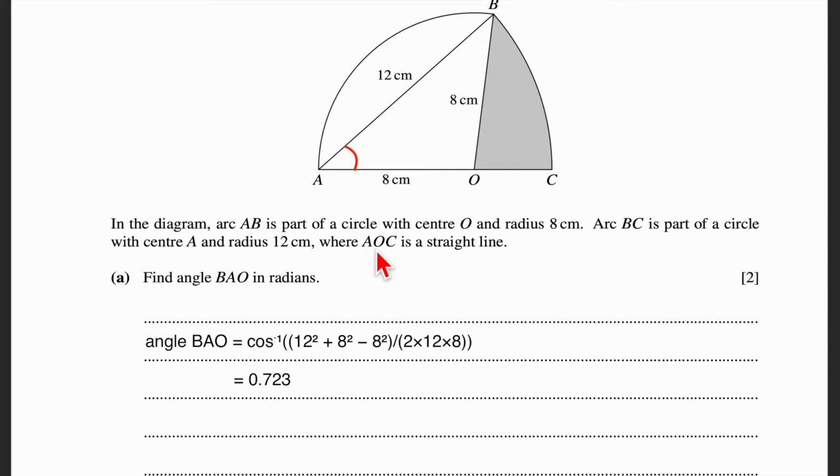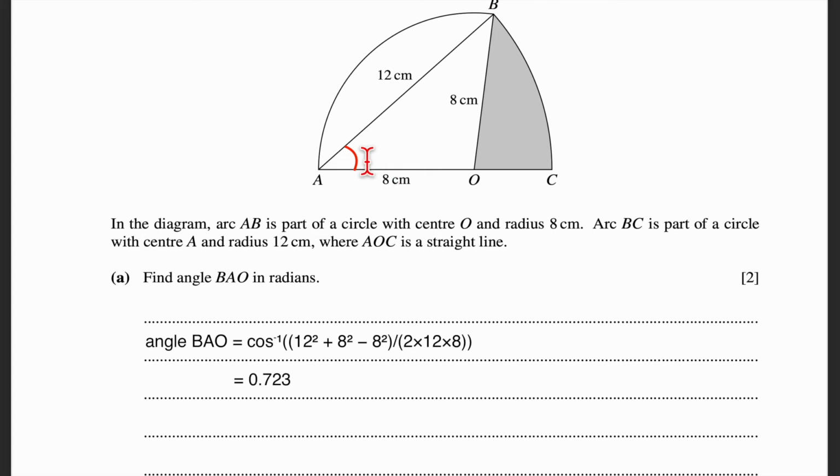Okay, and it says that AOC is a straight line. Yes, that must be 4. Anyway, for 2 marks, find the angle BAO in radians. So BAO, we're looking for this red angle here. If you take away the rest of the picture, you have a triangle, and you know all 3 sides, and we're trying to find out an angle.